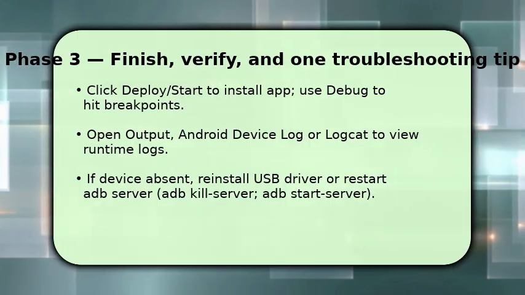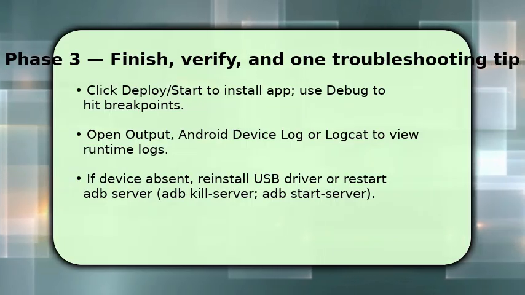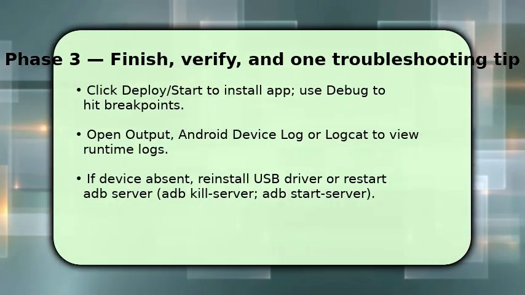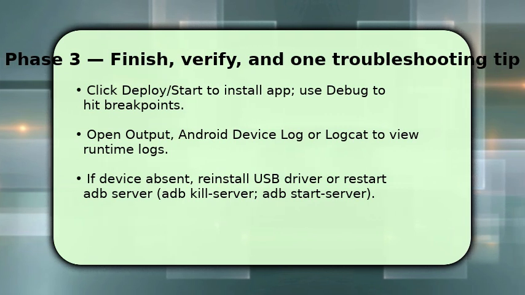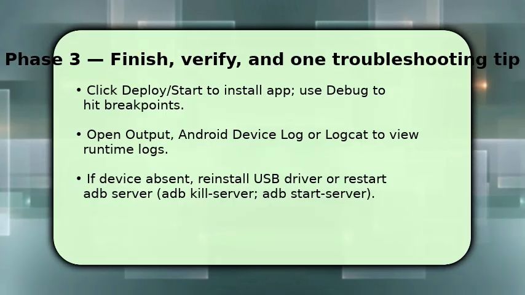If the device does not appear, make sure the USB cable and port work, then reinstall the OEM USB driver on Windows or run adb kill-server. Then adb start-server to reset ADB. This common troubleshooting step usually restores recognition quickly.